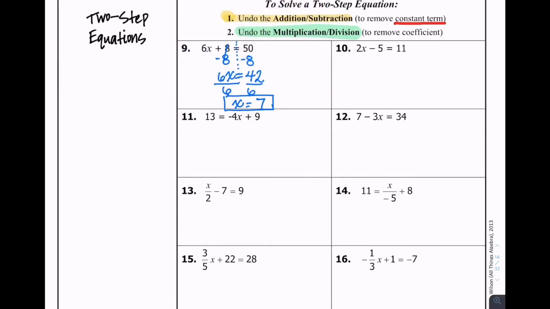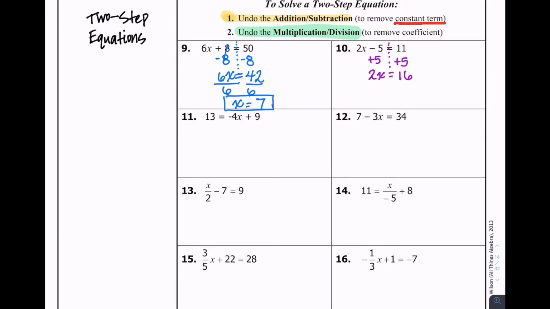I'll do number 10 with you. So if I cut this in half, what I'm going to do, I'm going to first undo any addition or subtraction by adding 5. Why am I adding 5? That's because it was being subtracted. So to undo subtraction, I add. Okay. Oops, I'm sorry. I'm adding. So I actually need to move that over to fit my 1 in there. So 11 plus 5 is 16.